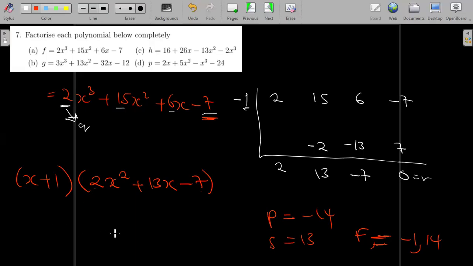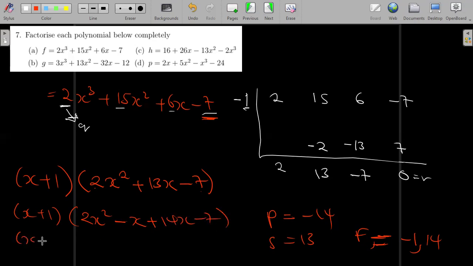Then I can write those as what? Those are going to be my factors. And of course, I can factorize by grouping here. So I have x plus 1, then I have 2x squared. Then what am I going to have here? I can write that as negative x, then plus 14x minus 7.